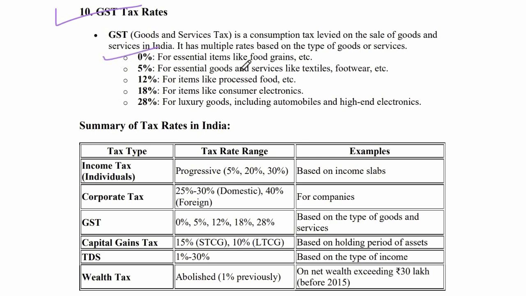0% for essential items like food grains, etc. 5% for essential goods and services like textiles, footwear, etc. 12% for items like processed foods, etc. 18% for items like consumer electronics, etc. And 28% for luxury goods, including automobiles and high-end electronics.